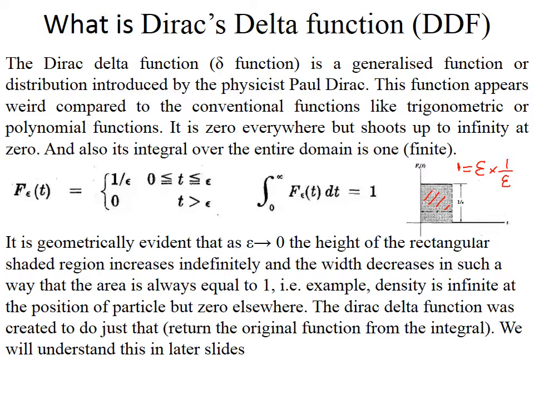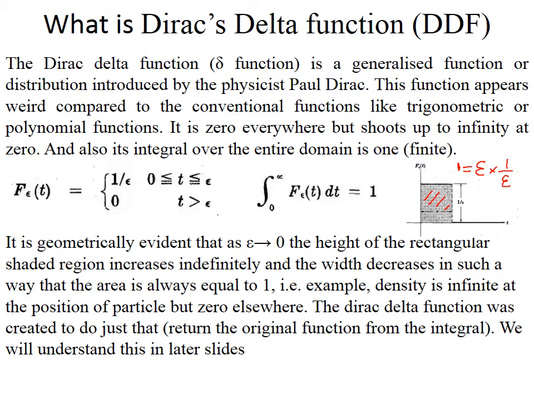So let us understand what a Dirac's delta function is. You can see in this figure a shaded portion of width epsilon. The length of this shaded portion is 1 by epsilon, and if you find the area, which is given by length into breadth, then the total answer comes out to be 1. So here lies the whole concept.